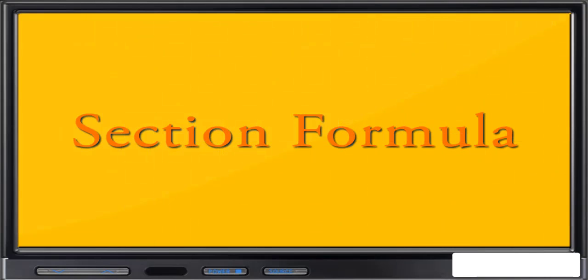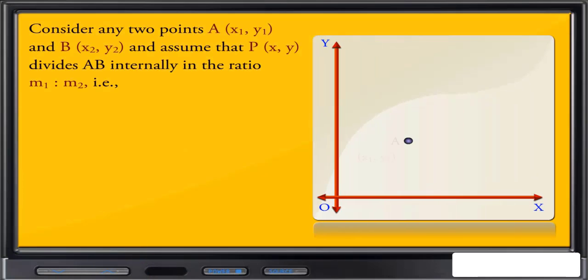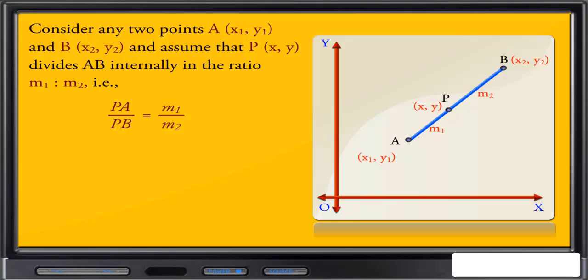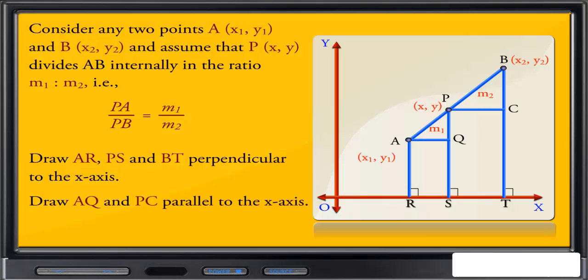In this module, we will learn about section formula. Consider any 2 points A, x1, y1 and B, x2, y2 and assume that P, x, y divides AB internally in the ratio m1 is to m2, that is, PA upon PB is equal to m1 upon m2. Draw AR, PS and BT perpendicular to the x-axis. Draw AQ and PC parallel to the x-axis.